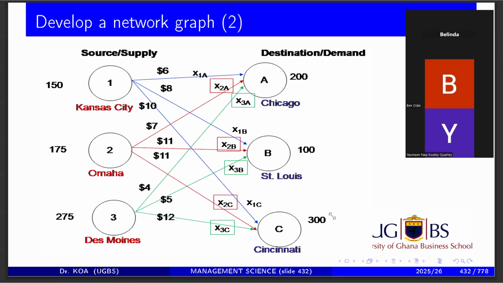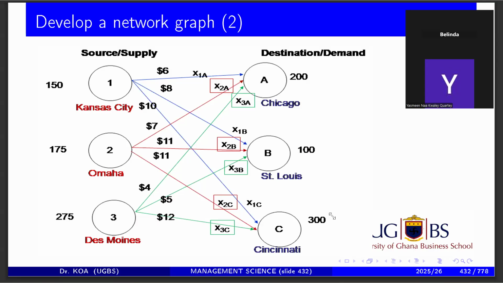Sir, please, I wanted to know, since it's a minimization problem, we are trying to minimize transportation costs, or we are trying to minimize cost. Why are we supplying to all these cities? Is it that we don't know how much Chicago demands? I'm just trying to understand why we have to supply to all these cities.